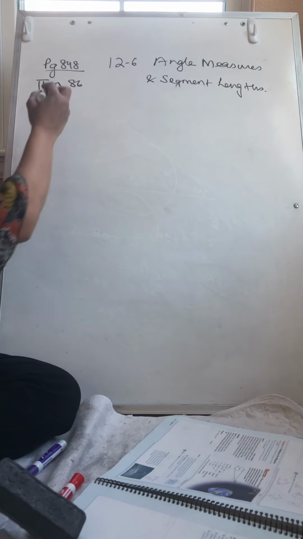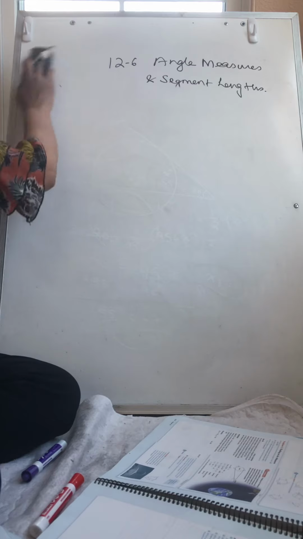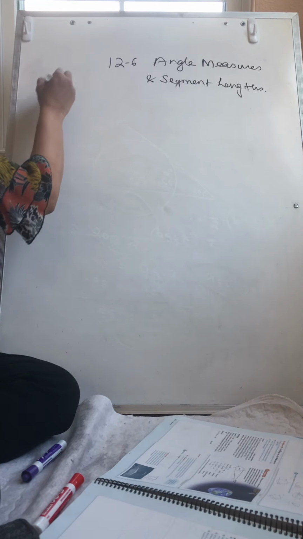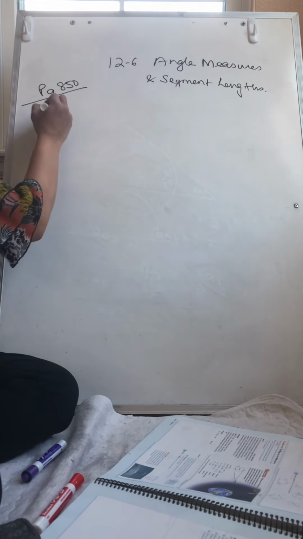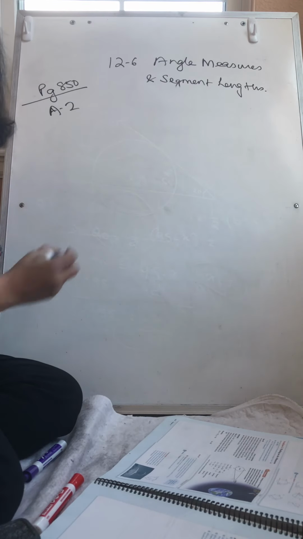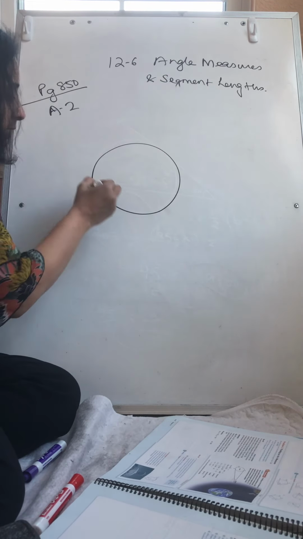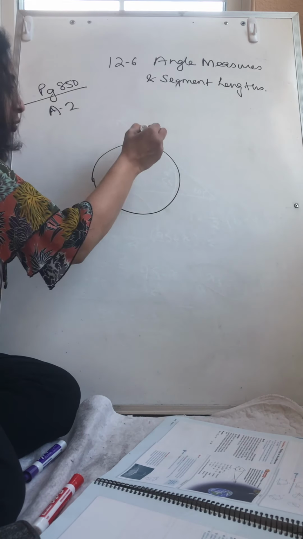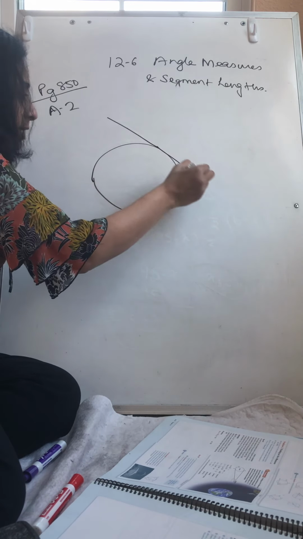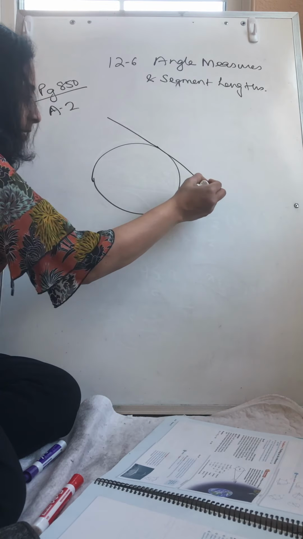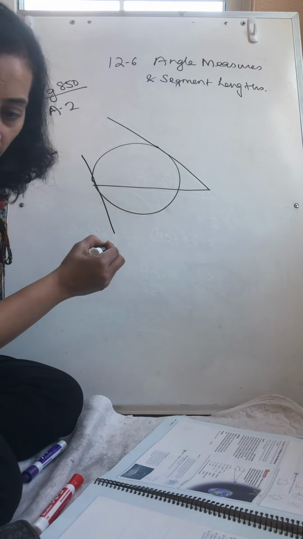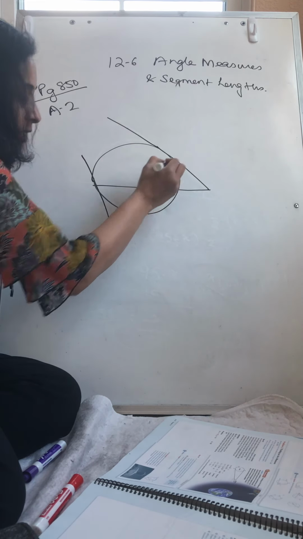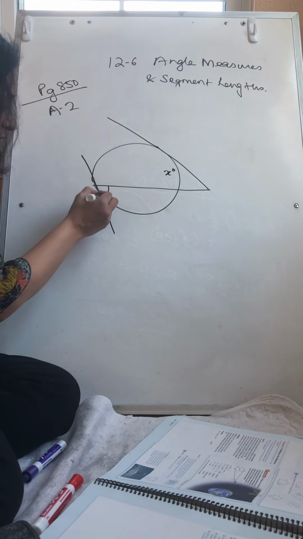I am on page 850, I am doing the A2. Okay, so what it shows here is there is a circle. Please make sure you are doing these problems, the got it problems. That's your practice. So this is also a tangent here. They are saying the measure of this arc is x, the measure of this angle.